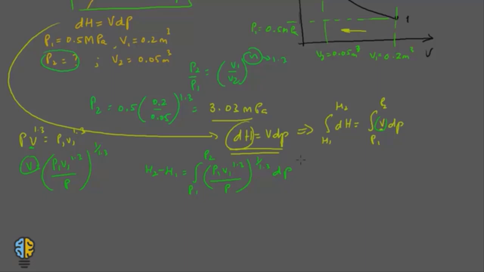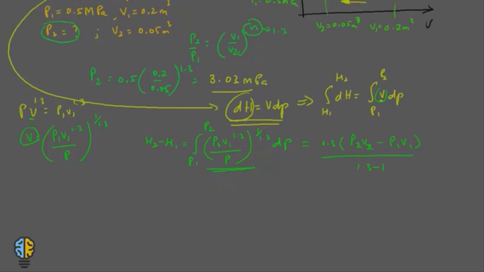So when you solve this integral, it will give you 1.3 times (P2 V2 minus P1 V1) upon (1.3 minus 1). And you can put in the values over here. So the value would become H2 minus H1 is equal to 1.3 upon 0.3.